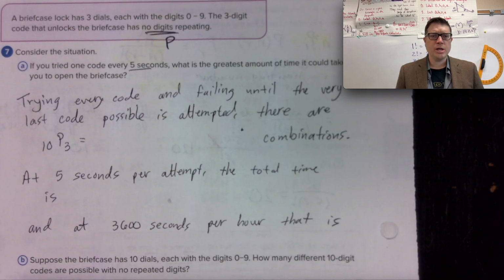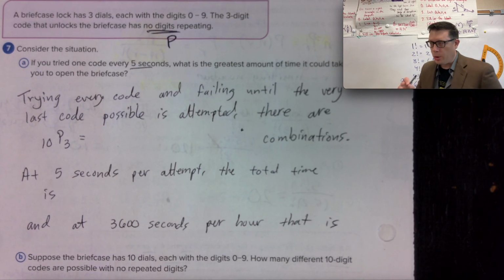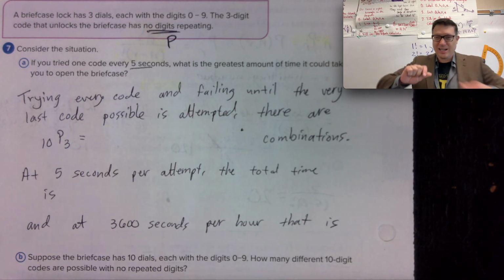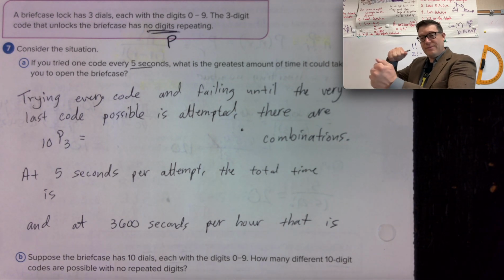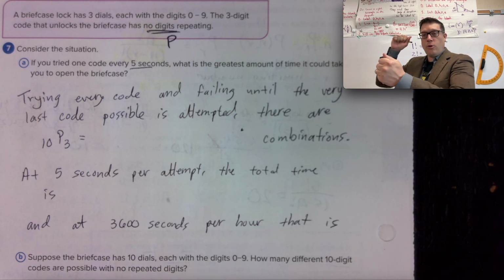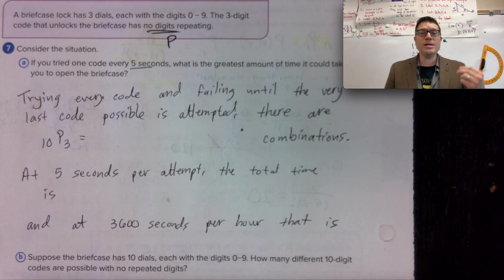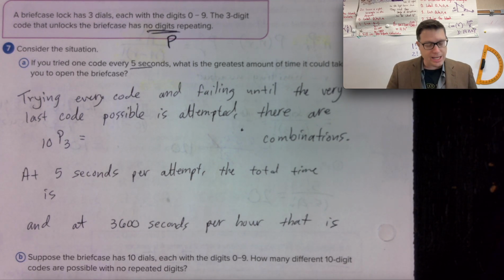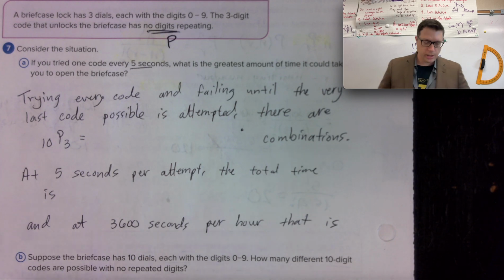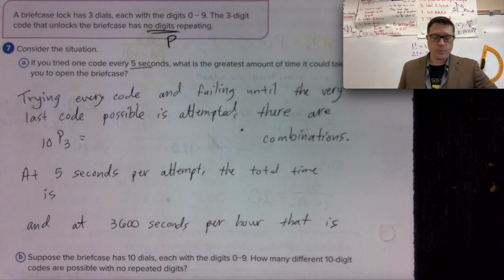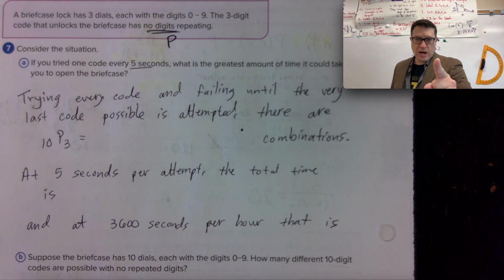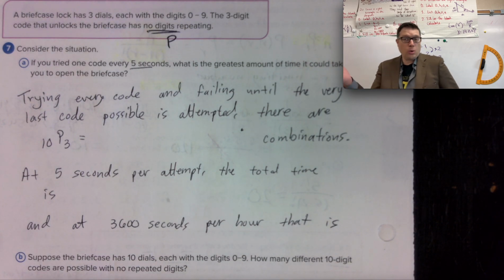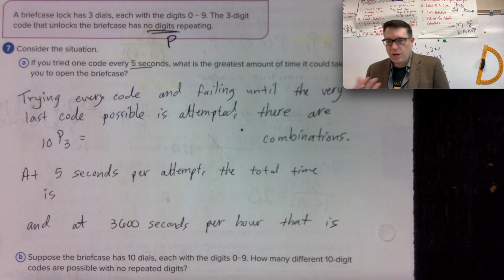Consider the situation. You try one code every 5 seconds, and if it didn't work, you try another 5 seconds. What is the greatest amount of time it could take you to open the briefcase? Well, let's assume you get it on the first try: 5 seconds. Then you're done.